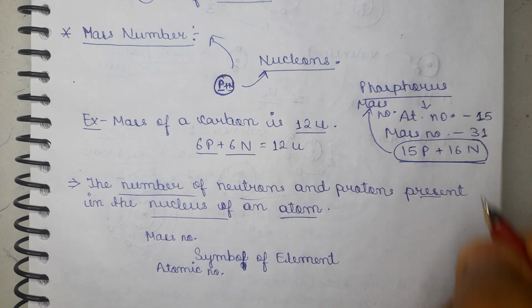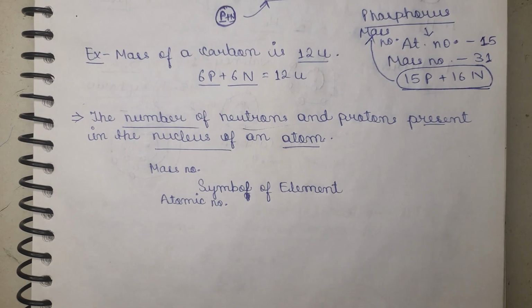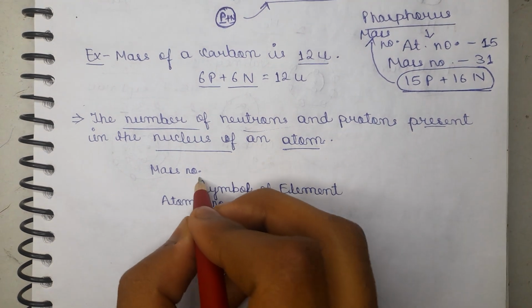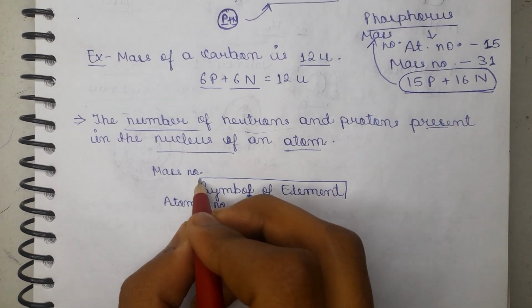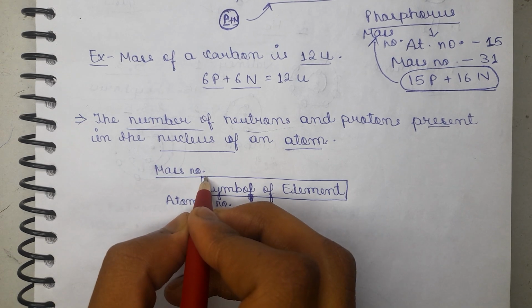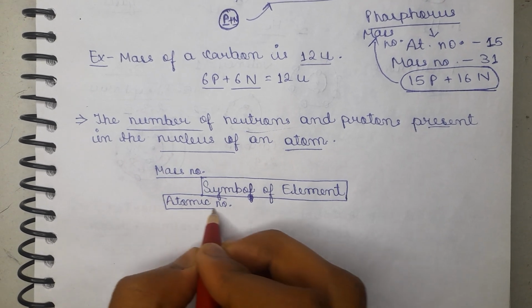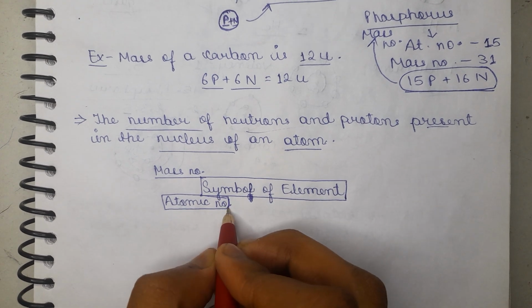Now the representation of the mass number and the atomic number is written like this. First of all, we write the symbol of the element. Then in the superscript, we write the mass number of the element, and in the subscript, we write the atomic number of the element.